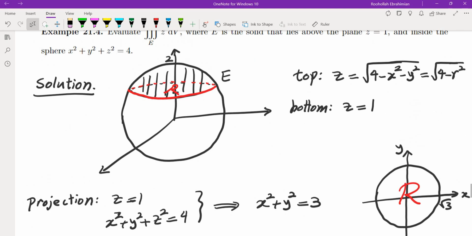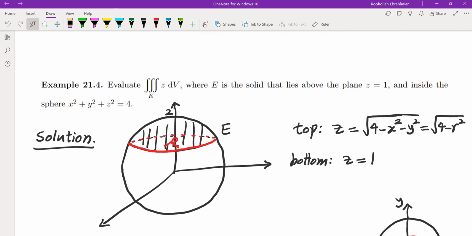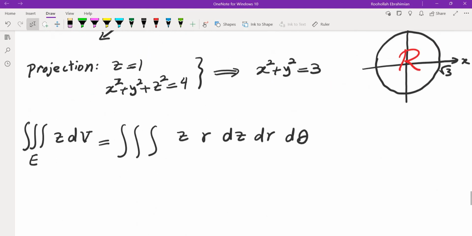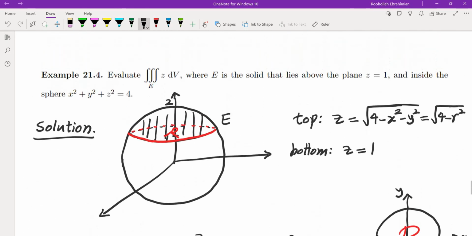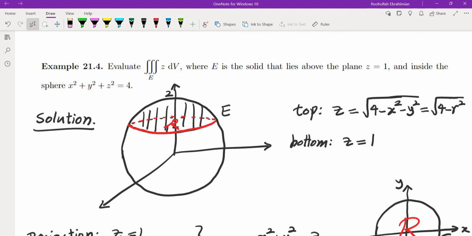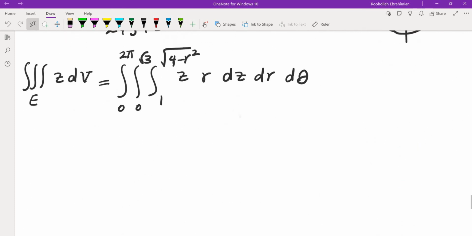So let's first look at the limits of z. Bottom is 1, top is root 4 minus r squared. So 1 to root 4 minus r squared. What are the limits of r? From the diagram, 0 to root 3 and theta 0 to 2 pi. So limits of r come from the projection. Limits of z come from the diagram for E. And the rest is evaluation of these integrals.